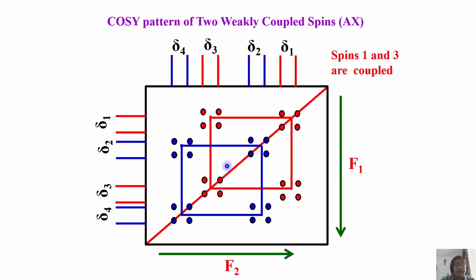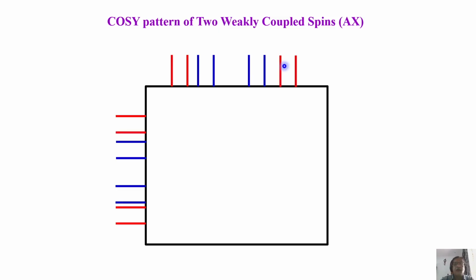Now, this is the pattern. Look at the pattern for this COSY spectrum when these two are coupled, and the COSY pattern we saw when these two are coupled. Entirely different, but it gives you fantastic information about coupled partners. You can find out which is coupled to which. Fine. Now, what is the last possibility I thought of? I thought of one possibility. 1 and 4 are coupled and 2 and 3 are coupled.